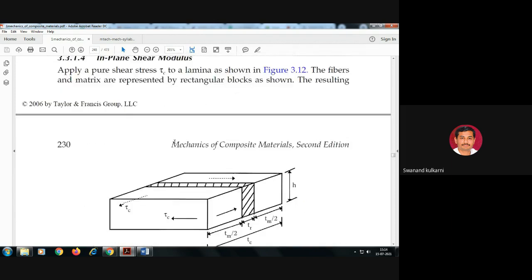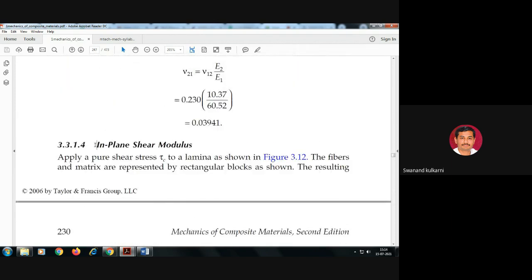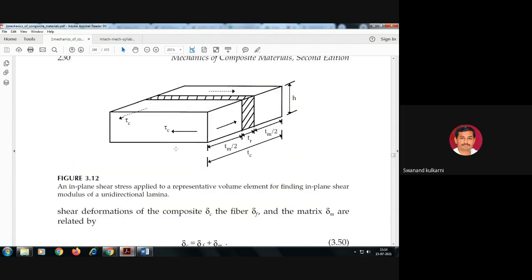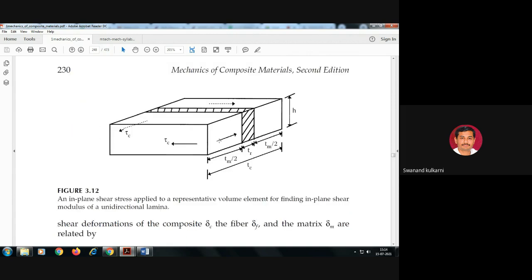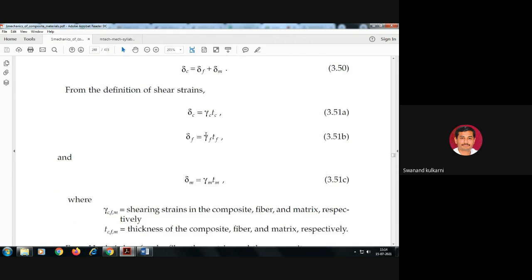Now the next parameter which we have to identify with the mechanics of material approach, or strength of material approach, is the in-plane shear modulus. So we know shear modulus. For the deformation of composite, the same formula used in 3.43 is repeated here. So deformation of composite is deformation of fiber plus deformation of matrix, with reference to this figure.